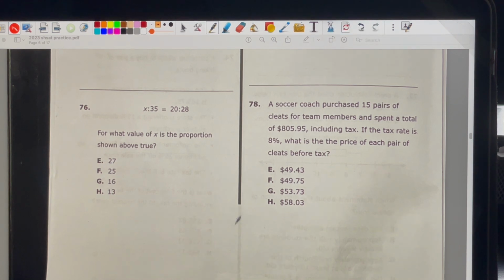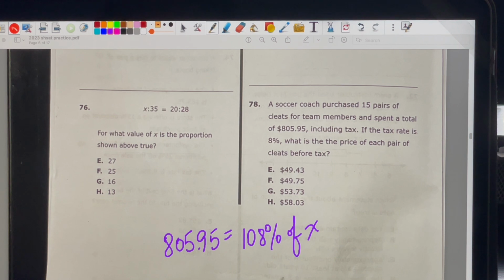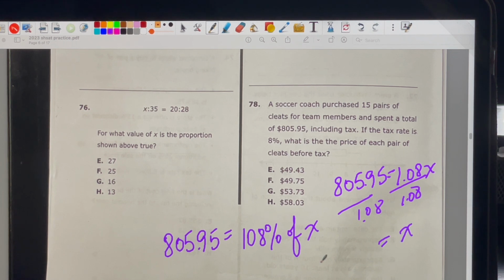So you could have done it this way, or you can set up an equation. You can write $805.95 is 108% of what number? So you can write a statement like that, and change this to an equation. 108% would change it to 1.08x. And notice that this is the same thing we had before, so we can divide both sides by 1.08, and x equals $746.25. So you could have got to this point doing it this way. It's whatever you are more comfortable with.